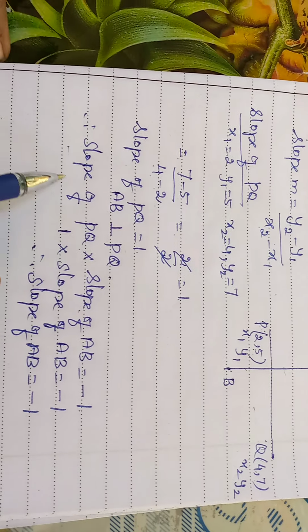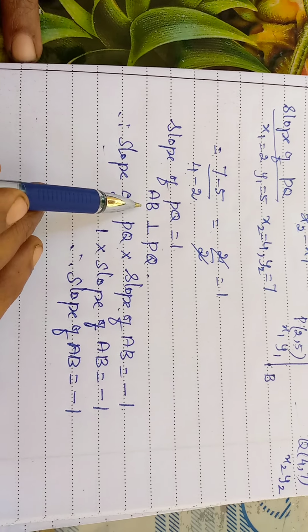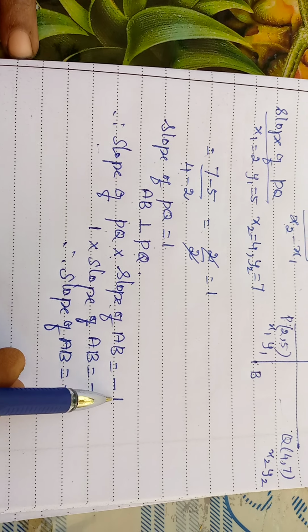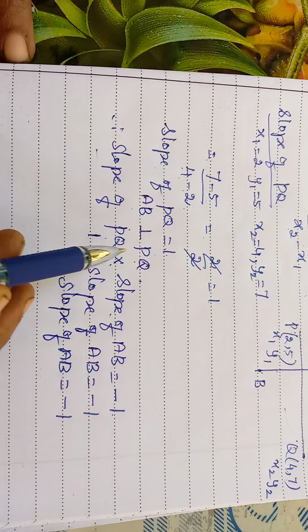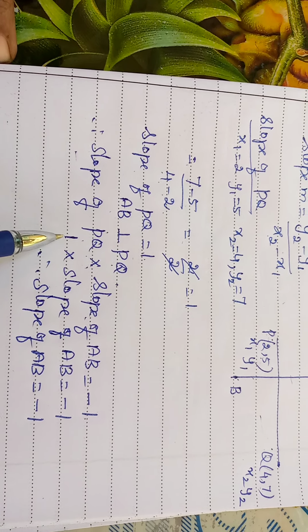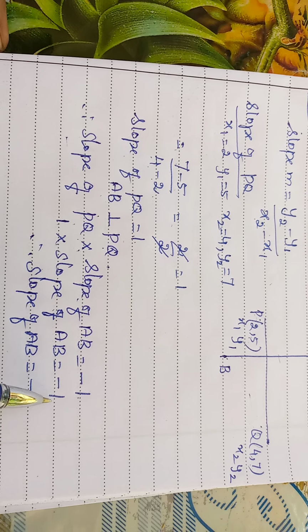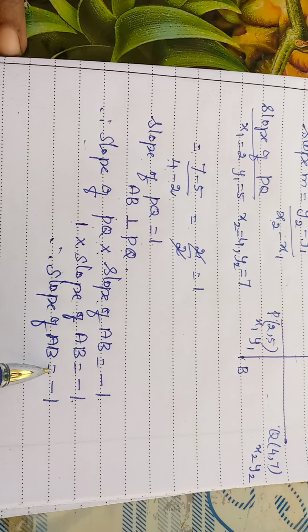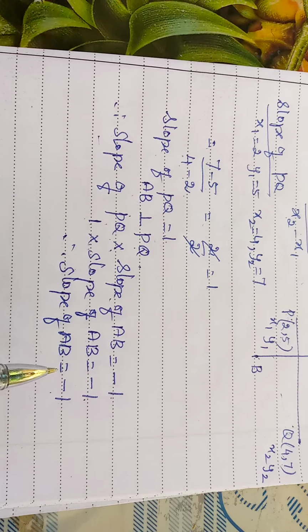So the slope of PQ is 1. AB is perpendicular to PQ, so slope of PQ into slope of AB is equal to minus 1. The slope of PQ is 1, so 1 into slope of AB equals minus 1. So the slope of AB is equal to minus 1.